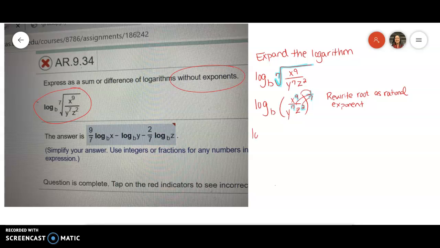So my next step here is for me to again multiply each one of those exponents. So 1/7 times 9 gives me 9/7.